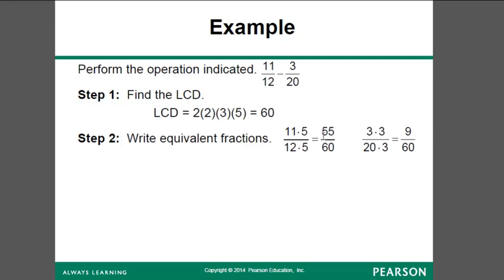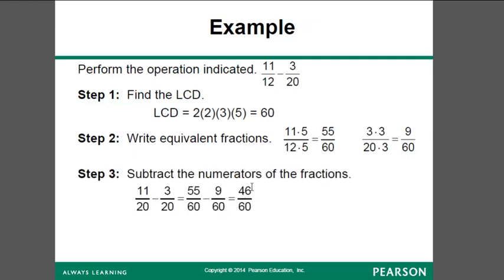Now I can just subtract the two fractions, 55 over 60 minus 9 over 60, which will give me 46 over 60. But notice, this one can be simplified because I can look at both of these and factor out a 2. You always have to remember to look at things and see, can they be factored out any farther? In this case, they can. 23 over 30.